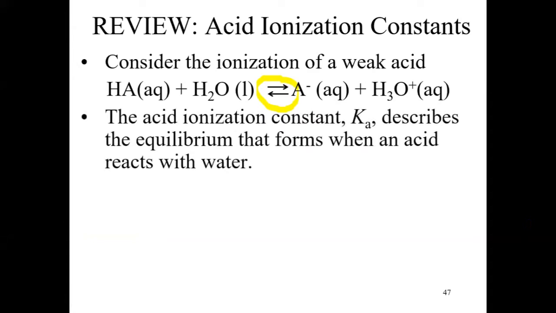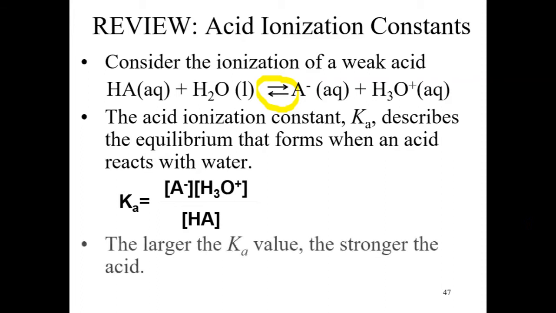Okay, and there's an ionization constant, Ka, that describes the equilibrium. This is a regular equilibrium constant. Don't forget that we write it this way because, as you remember, the water is not included because the water is actually the solvent here. So because this is an equilibrium constant, products over reactants, the larger the value, the more stuff there is on the top, more product, and therefore the stronger the acid, right?